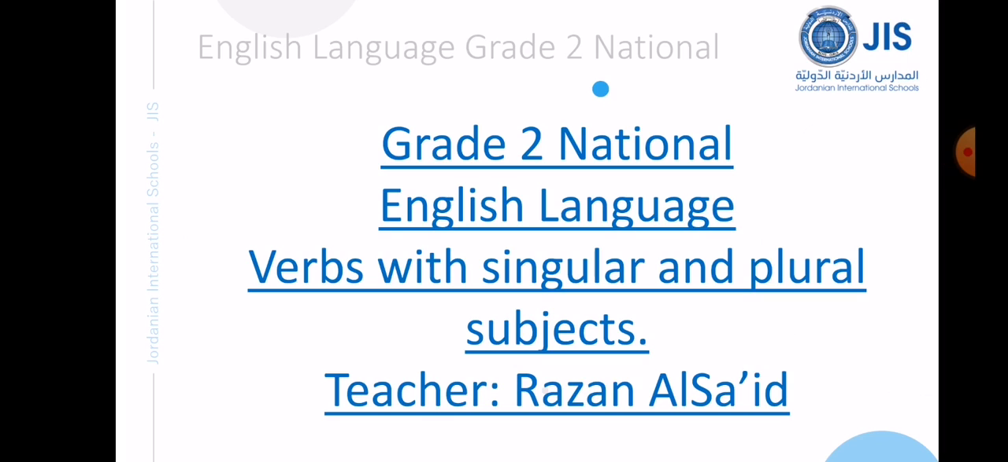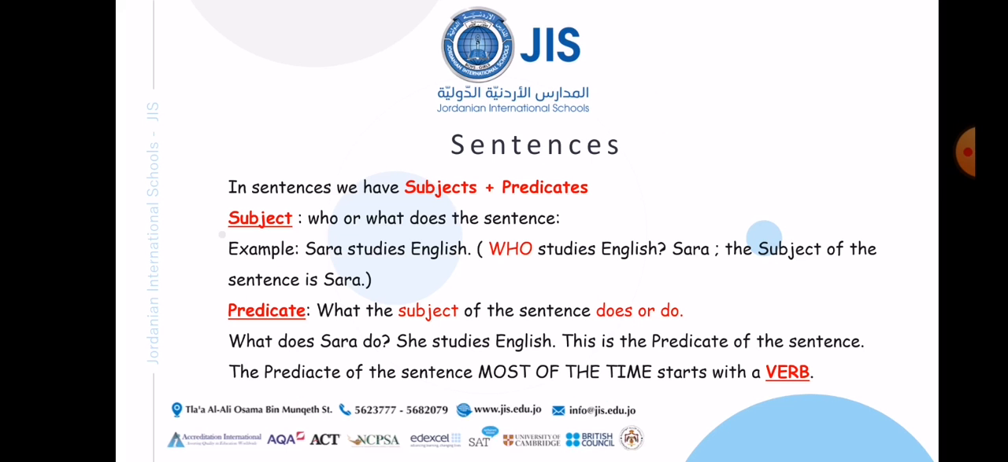Today, teacher, we are going to start with a new lesson. We are going to talk about verbs with singular and plural subjects. Verbs with singular and plural subjects. But before we start explaining our lesson, we have some revision to make.